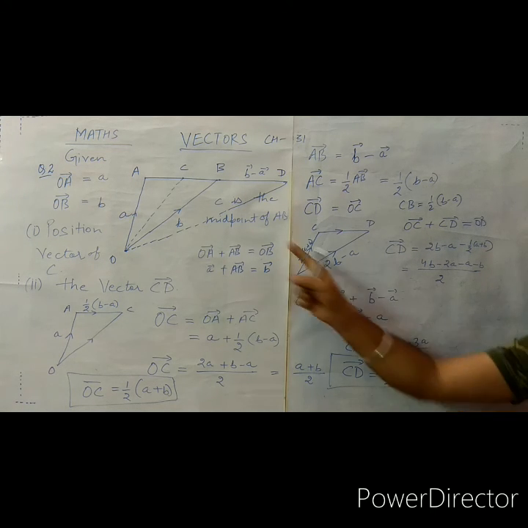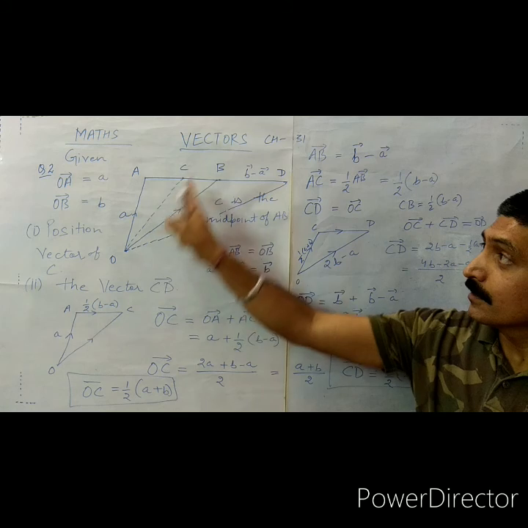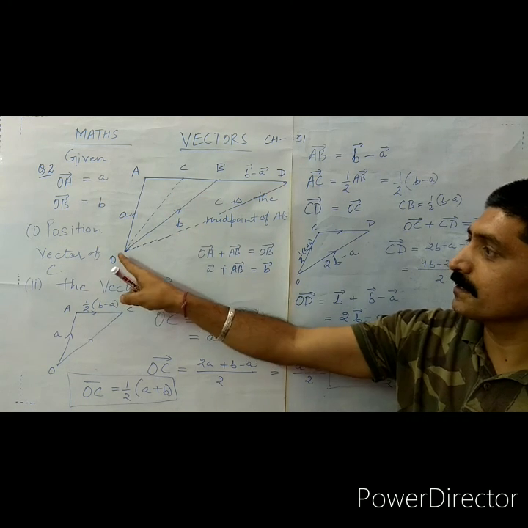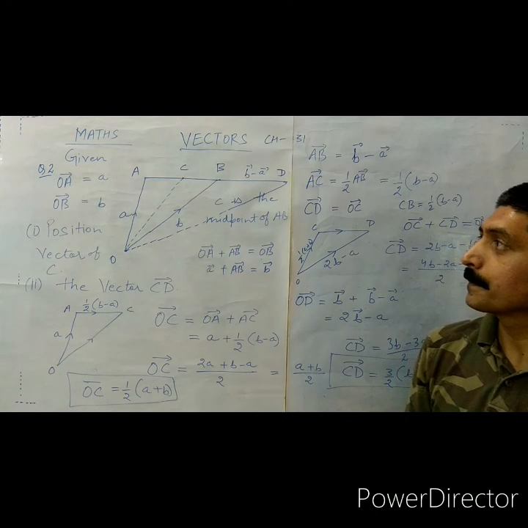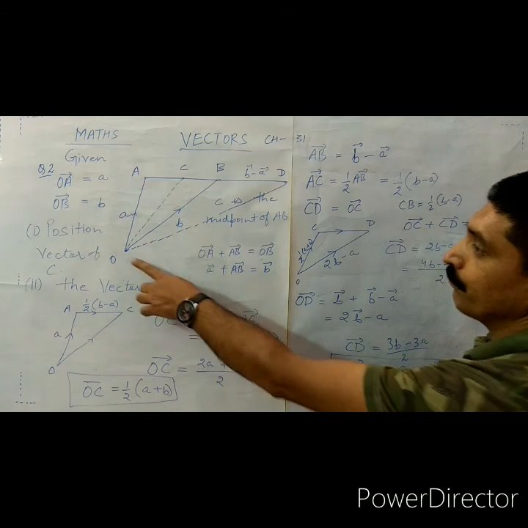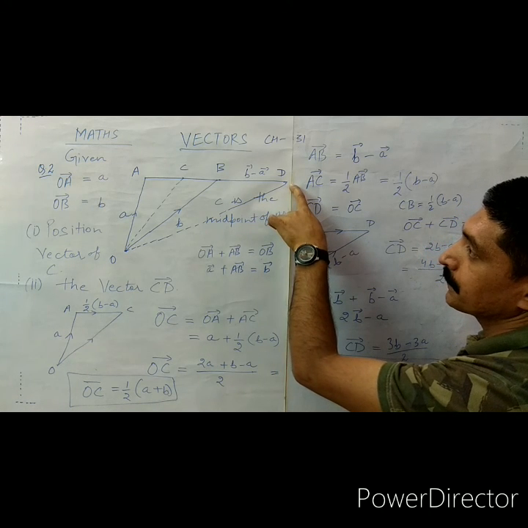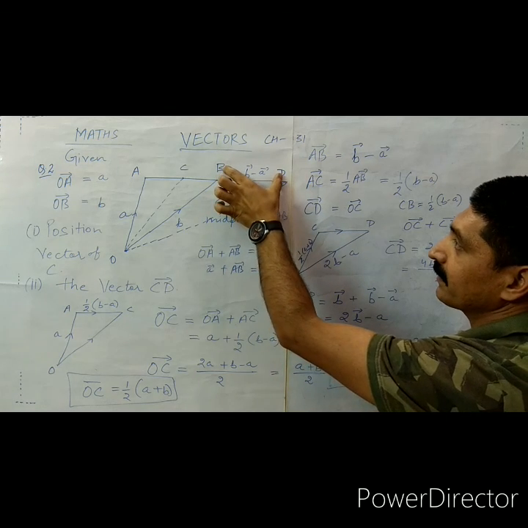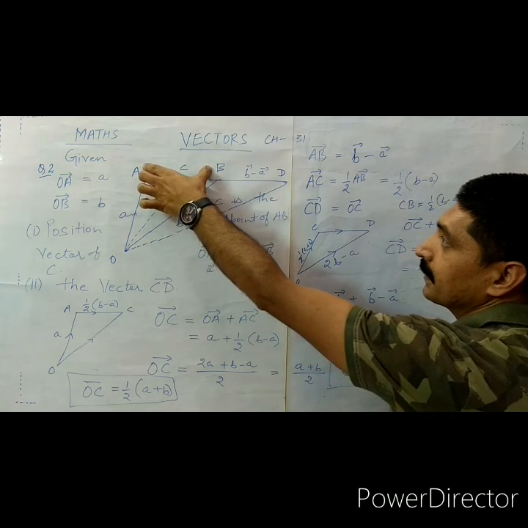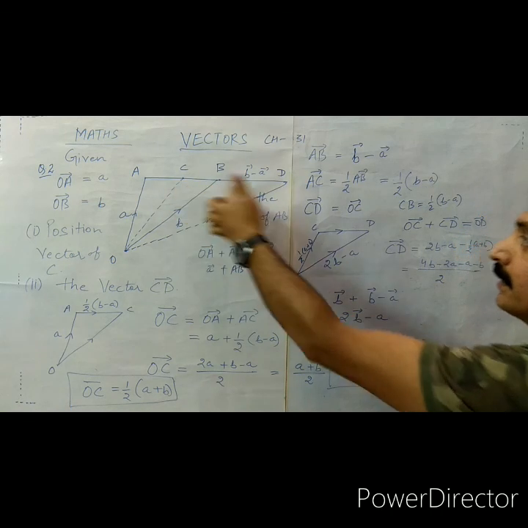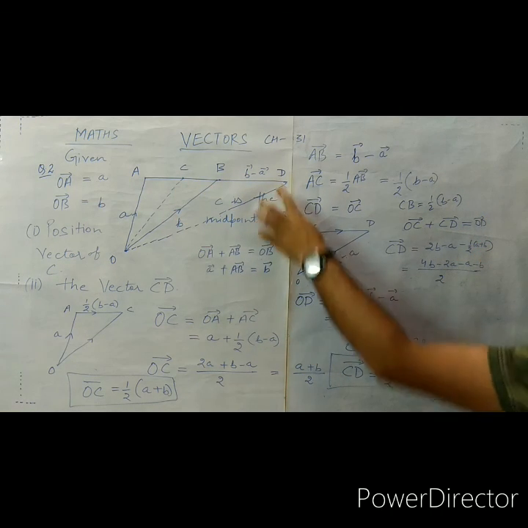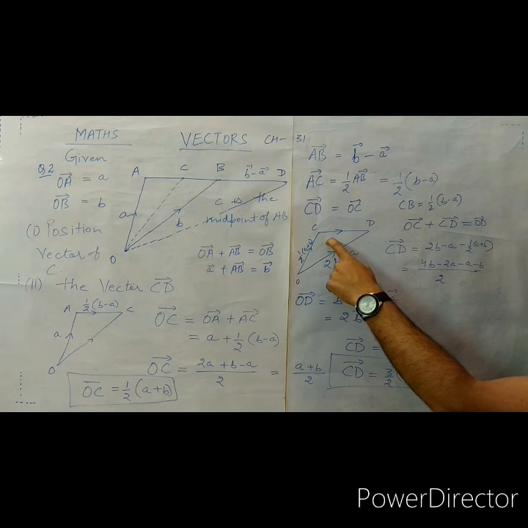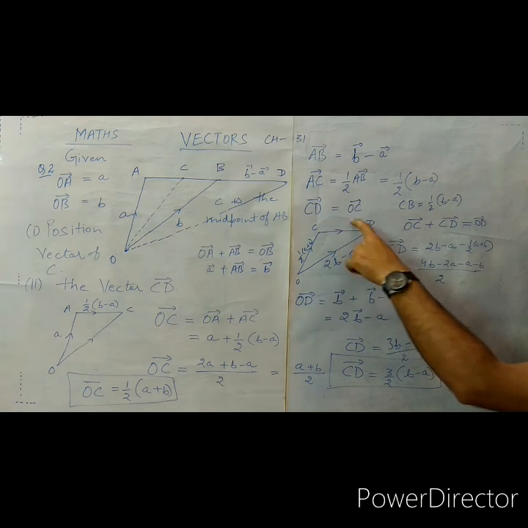I want to tell you again, to find CD vector, we have already found in the first part the position vector O to C. Then I found OD vector, and as B is the midpoint, I applied BD vector equal to AB. I found OD first, and then putting the value in this triangle, I found the value of CD vector.